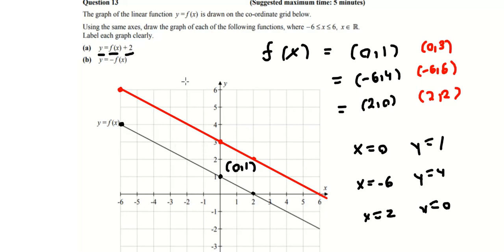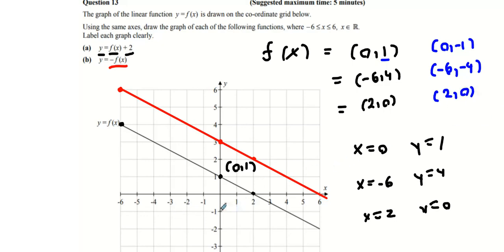Now, the next one is minus f of x. So the y value wants to be the negative of what it was before. So instead of 0, 1, you're going to have 0, -1. Because it doesn't want it to be positive, it doesn't want it to be the same value, it wants to be the negative of it. Instead of having -6, 4, you're going to have -6, -4. And 2, the negative of 0 is still 0.